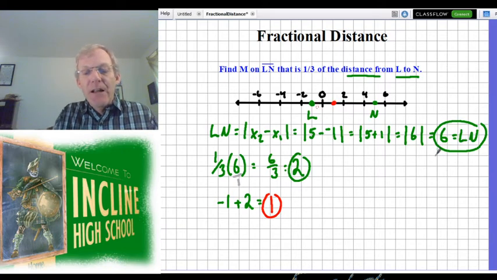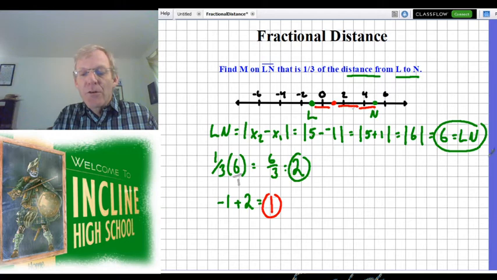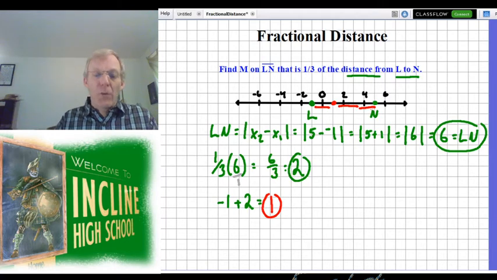So look at it. That's 1/3, 2/3, 3/3. Each one of them is 1, 2, 1, 2. I drew that one a little far. And 1, 2. So 2 units each. It's 1/3 of the way there.